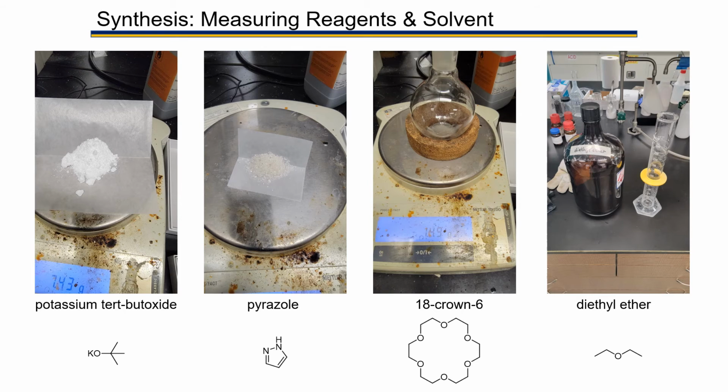It is now time to measure out the reagents and solvent and add them to the flask along with a magnetic stir bar. Here we have terbutoxide, the organic base, pyrazole, the substrate, 18 crown 6, which speeds up the reaction, and diethyl ether, which is a solvent.